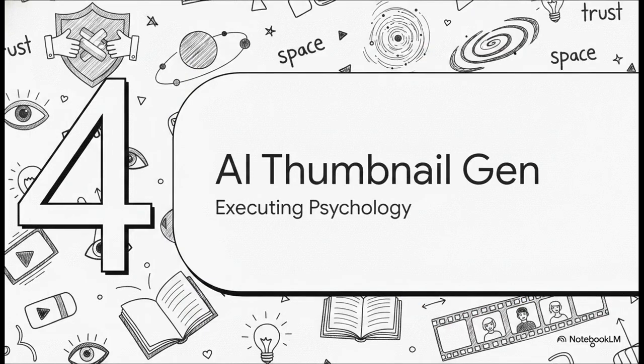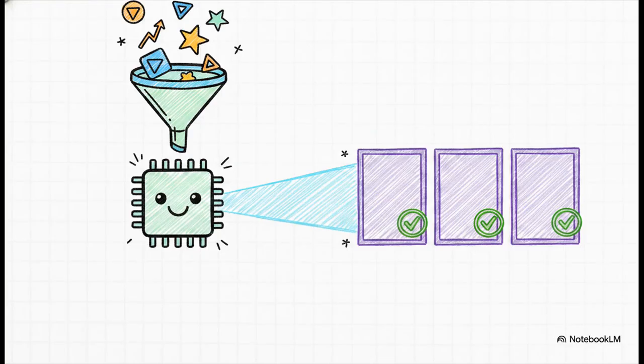Finally, Section 4, AI thumbnail generation. Let's look at executing the psychology. Enter the 1 of 10 AI thumbnail generator. The coolest thing about this isn't just that it's an AI, it's that it's been specifically trained on viral video data. It actually knows what formats are currently working on the platform right now.